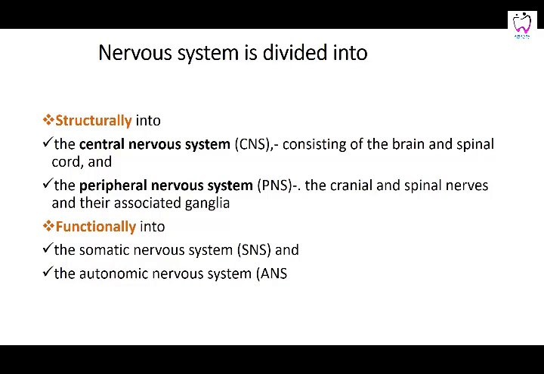Then the nervous system can be divided structurally. It can be divided in different ways. Structurally, it is the central nervous system and the peripheral nervous system. The central part is the brain and the spinal cord. Peripheral is the cranial and spinal nerves, and the ganglia associated with them lying on the periphery. Functionally, you can say somatic nervous system and autonomic nervous system. Somatic is the body wall, all your muscles, and the autonomic is related with your organs.